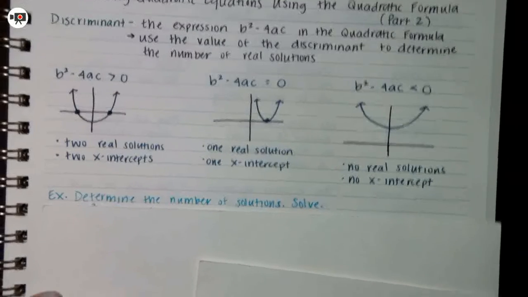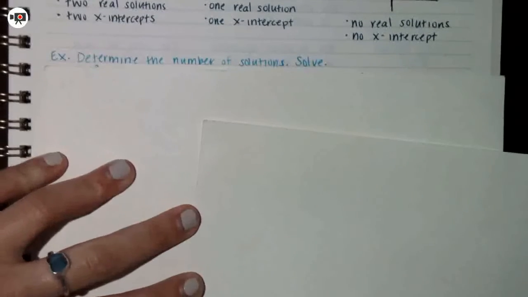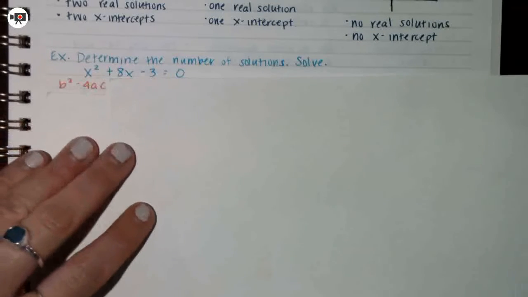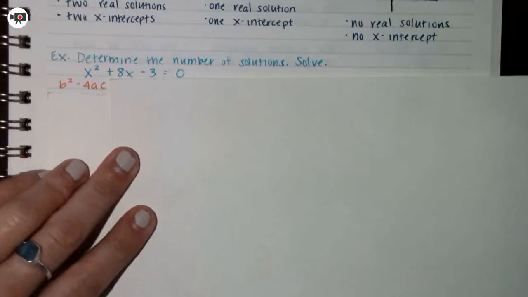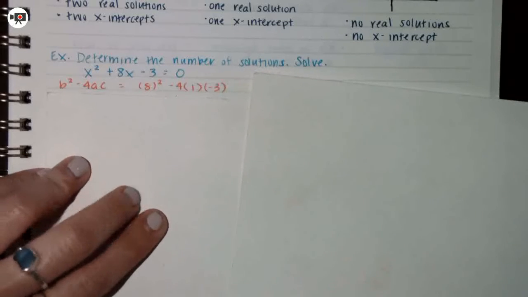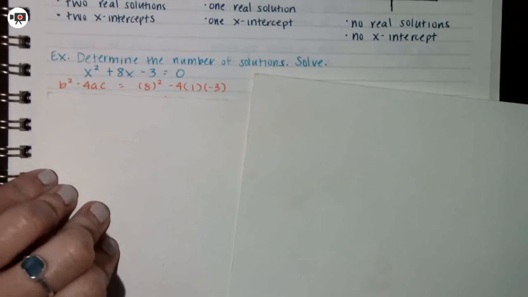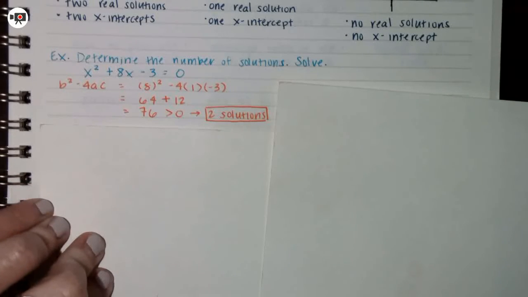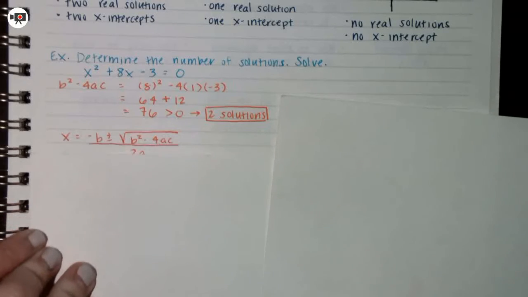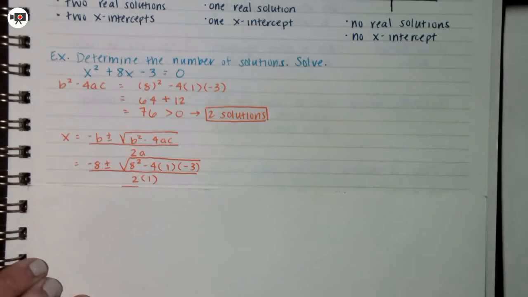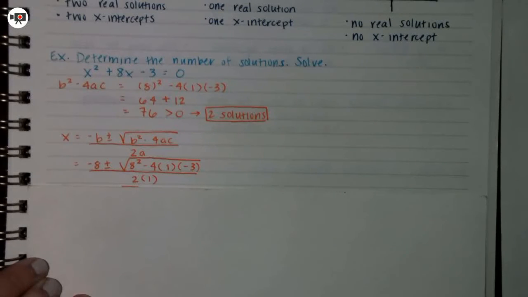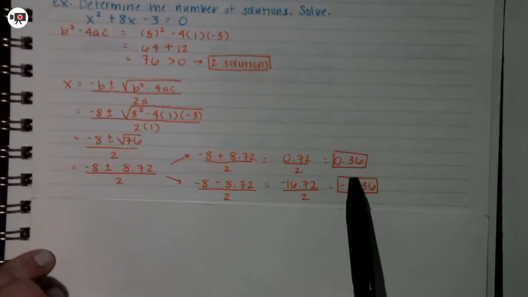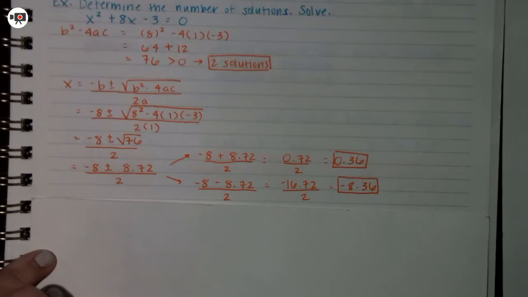So we're going to determine the number of solutions and solve. For x squared plus 8x minus 3 equals 0, looking at the discriminant, so we're looking at what is b squared minus 4ac. We get 8 squared minus 4 times 1 times negative 3, which gives 76. And 76 is greater than 0, so it has 2 solutions. Now when we solve, plugging in our a, b, and c into the quadratic formula and reducing, we're going to get our 2 solutions of 0.36 and negative 8.36.